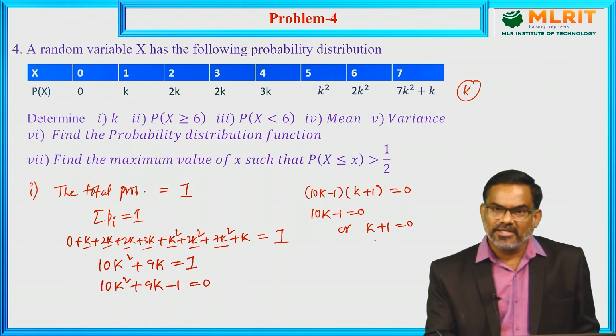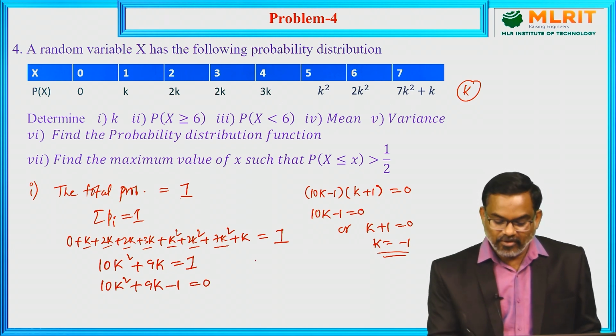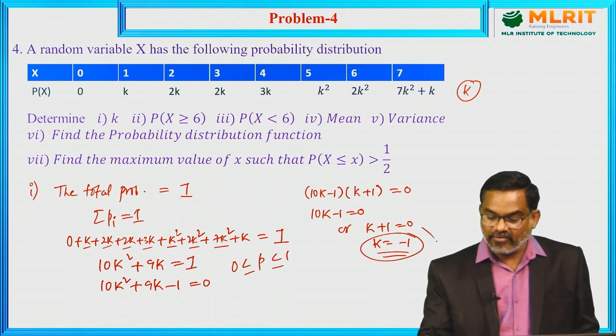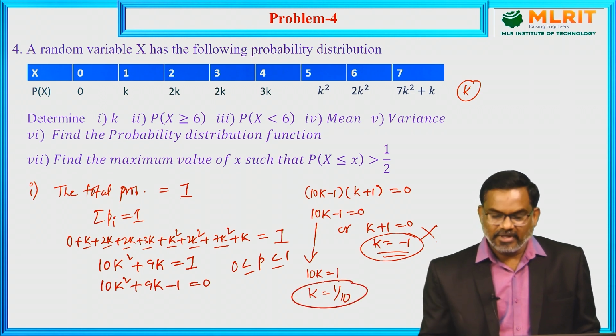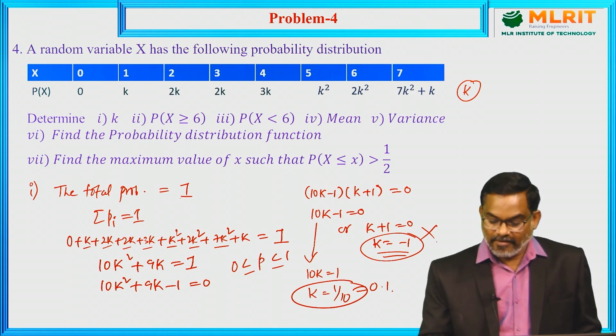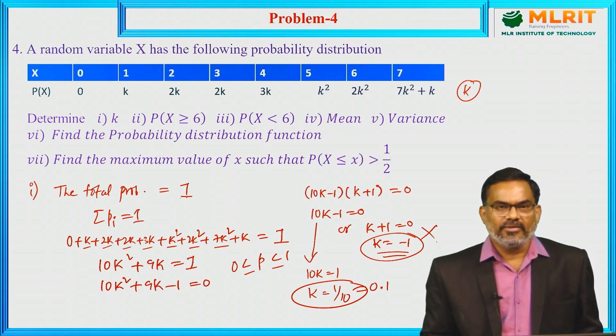If k plus 1 is 0, what will be the value of k? Minus 1. If k is minus 1, then the corresponding probabilities will be negative. But we know that probability always lies between 0 and 1. The minimum value is 0 and the maximum is 1. It cannot be negative, so we cannot take k equal to minus 1. So using the first one, 10k equal to 1 and k equal to 1 by 10. So the value of k is 1 by 10, or simply we can use 0.1 also. So using the property that total probability equals 1, we can find the unknown value given in the probability distribution.